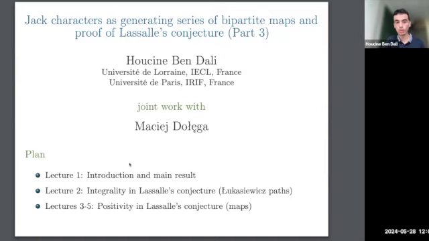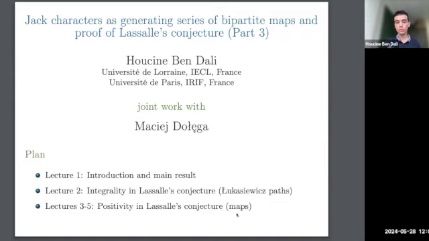And in the second lecture, he presented the proof of the integrality part using the combinatorics of Lukács paths and some operators of Nazarov and Sklyanin. So the three last lectures will be dedicated to the proof of the positivity in Lassalle's conjecture, and it will use a different kind of combinatorics related to maps. And it will also involve some other operators which connect Jack polynomials to maps.